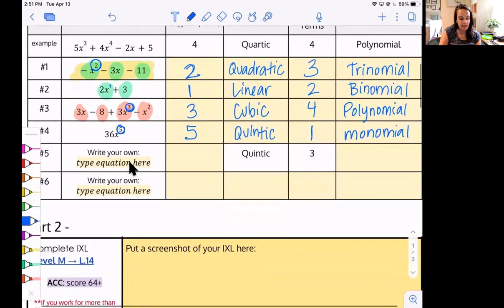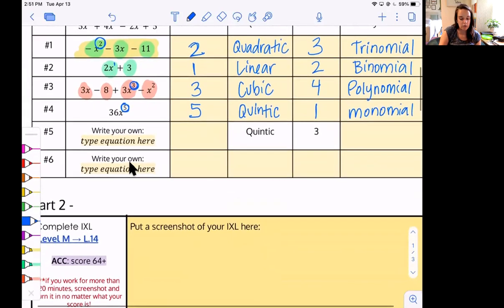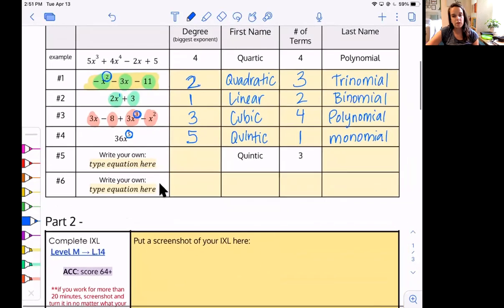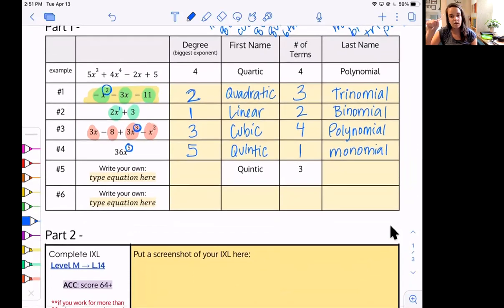Okay, for these next ones, for 5 and 6, you're gonna write your own. So what that means is, are you all writing on paper right now or are you typing? Kimberly is typing. Sorry, Kimberly. Kim Z is typing. Angela, are you typing? Or Elizabeth, are you typing?